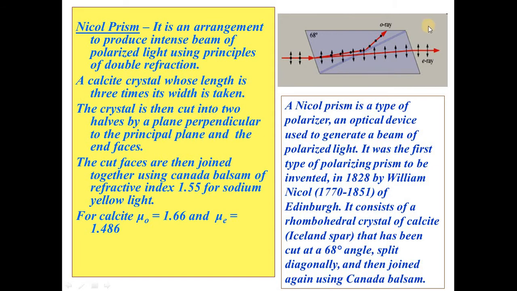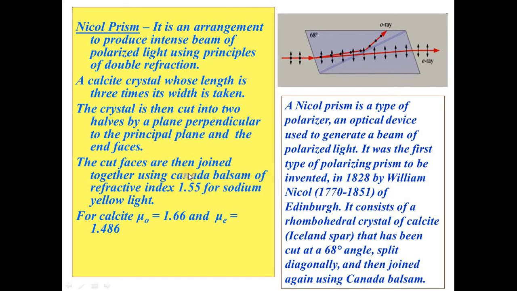The crystal is cut into two halves, and the cut faces are joined together. The crystal is cut in this direction into two halves. You can see a change of color. This is the region where it is cut, and it is joined together. This joining is very important. It is joined together with the resin of a fir tree, some sort of gum obtained from a fir tree, and it is known as Canada balsam.